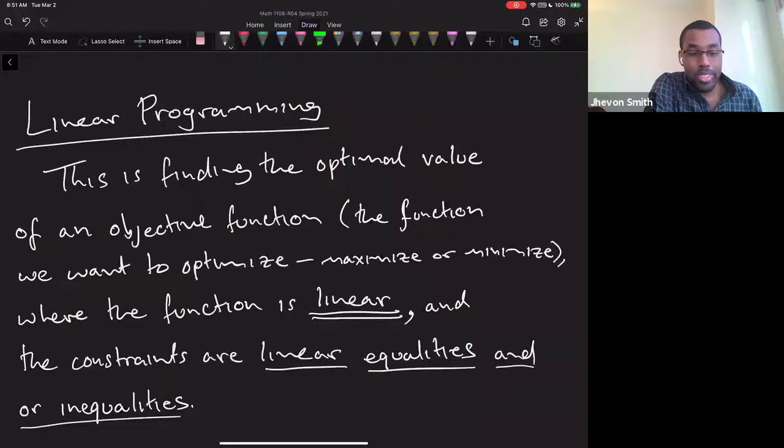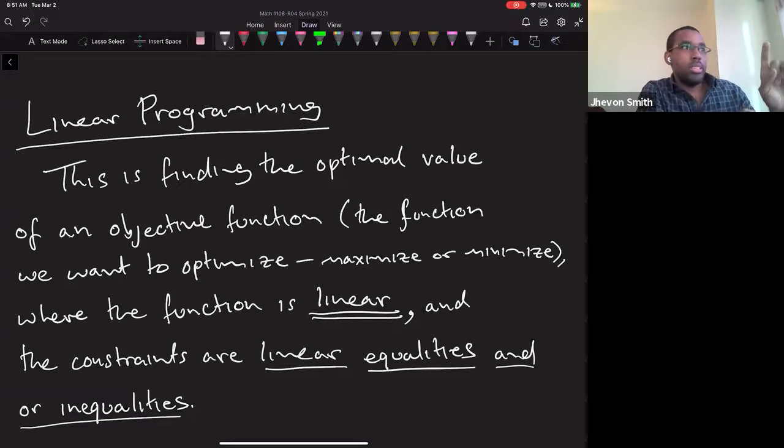And this actually happens pretty often, right? So for example, if we're talking about profit, and we know that profit is revenue minus cost. What is revenue? Well, for every product we sell, we make $5. What would that mean?